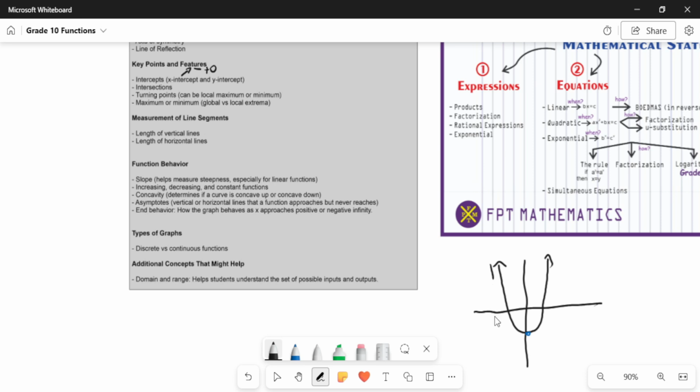Because as x is increasing, what's happening? The function's y values are decreasing. At the turning point, the function is neither increasing nor decreasing, and towards the right of the turning point, the function is increasing. And so when you are given a question about the function's behavior, whether it's increasing, decreasing, or constant, what do you need to first locate? You need to first locate the turning point.